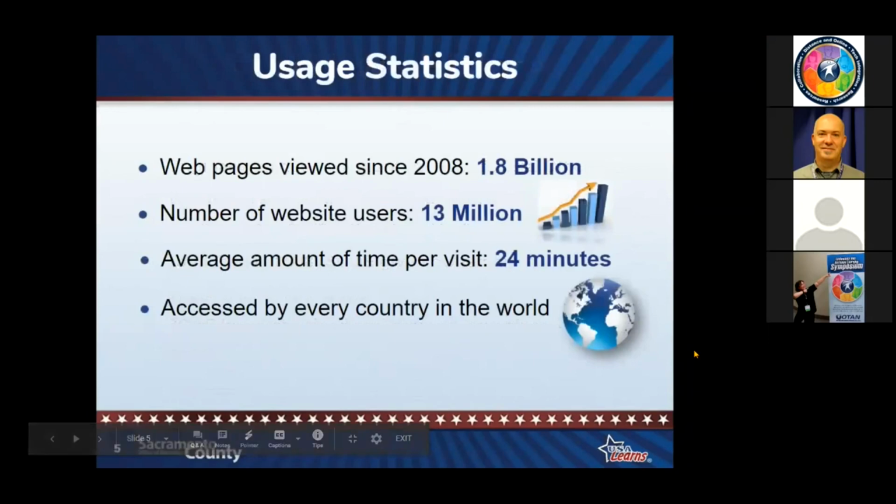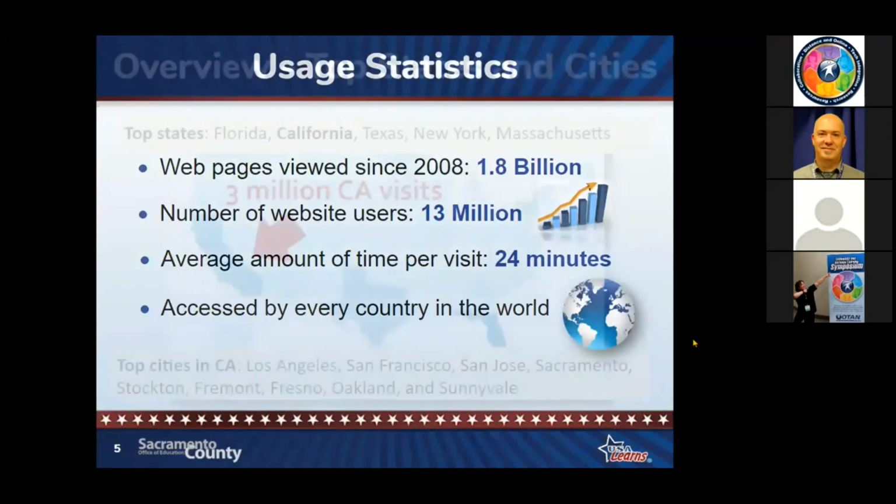Okay, so since the site launched, we've had 1.8 billion, with a B, web pages viewed, which is really quite a lot, if you ask me. We've had 13 million website users. And when folks come to the site, they stay quite a long time. On average, they're there for about 24 minutes, which is a really long time in website time, which is kind of like dog years. Because usually when people come to a site, they stay for just a minute or something, and they're gone. And USA Learns has been accessed by every country in the world.